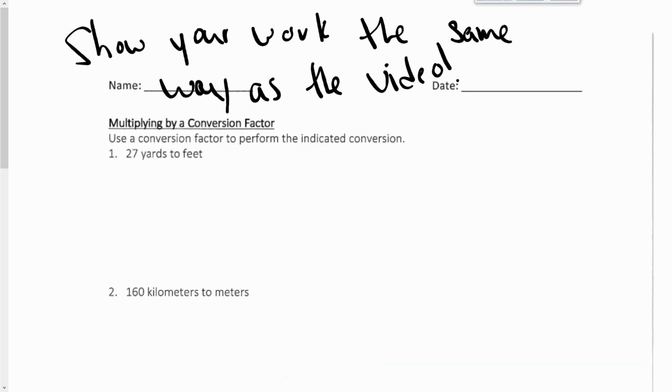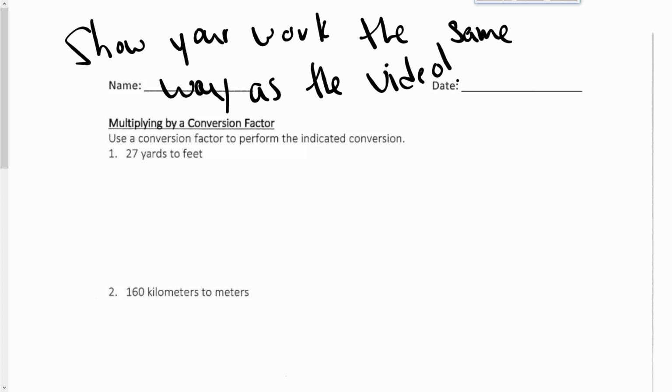And then on the last page, we're looking at multiplying by conversion factors. So we're converting from one unit to the next. You've probably done this in math and/or science before. And I know for a lot of you, you can do this really quickly in your head. But what we're working on is the process of using a conversion factor.